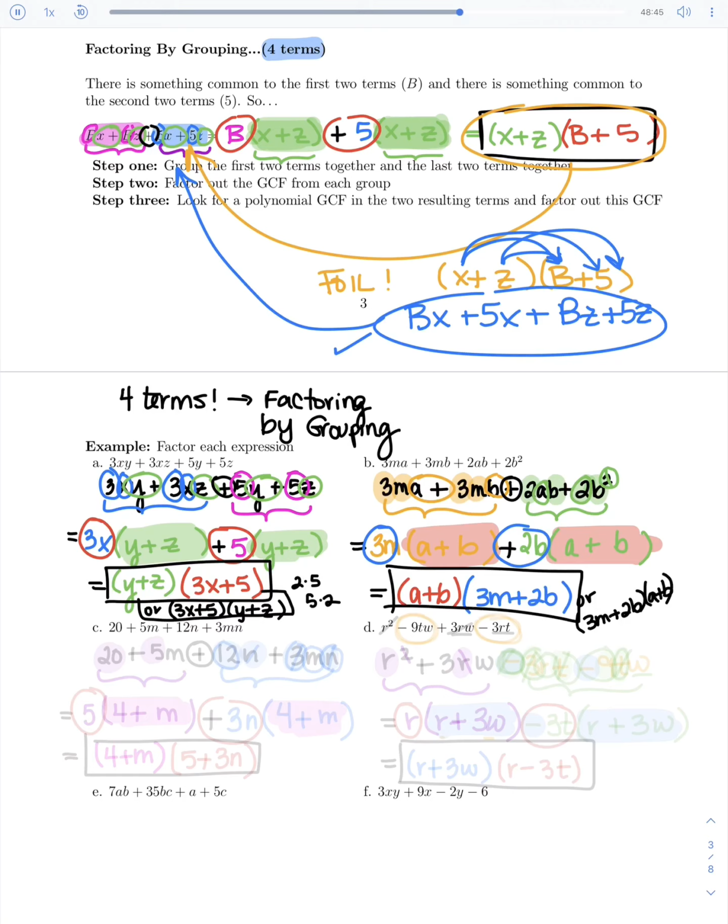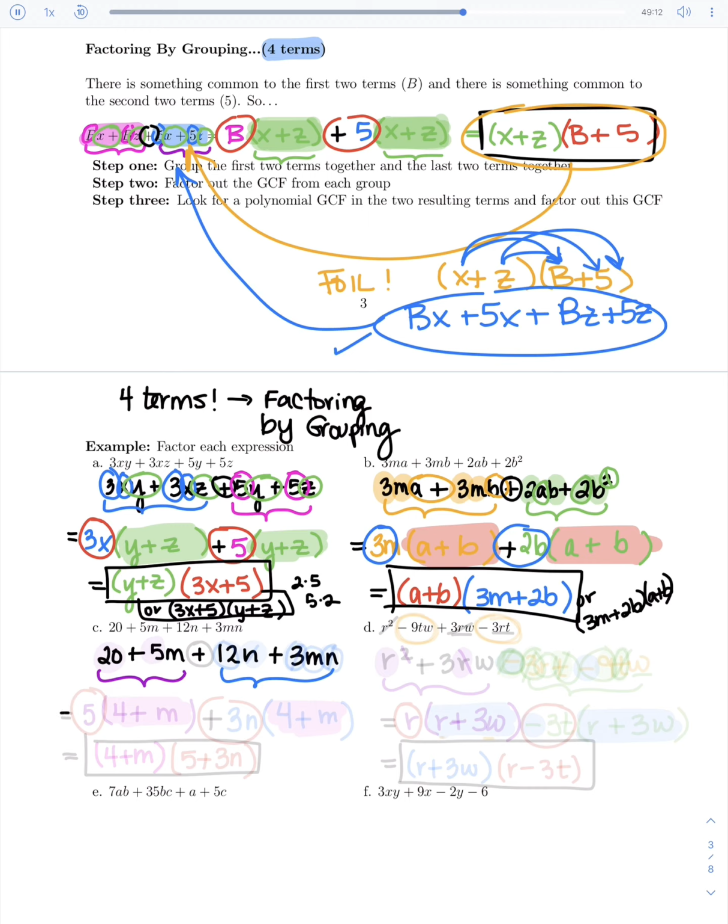At another one. On problem C, we've got 20 plus 5m plus 12n plus 3mn. Let's take a look at the first two, because again, we don't have anything that matches between all four, so I have to group this in pairs of two, because it's 4 terms. We're going to do grouping. So let's look at the first two and the second two.